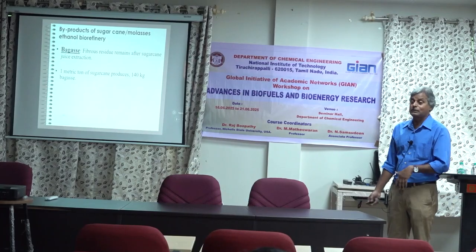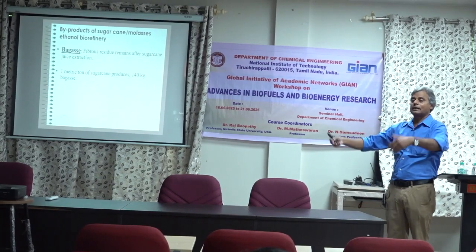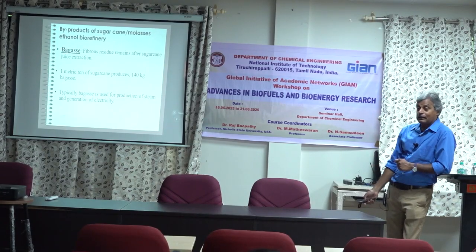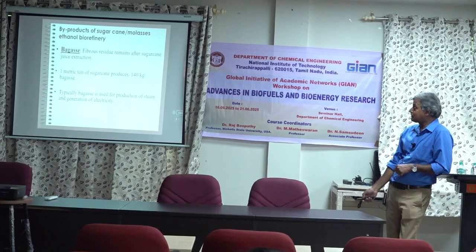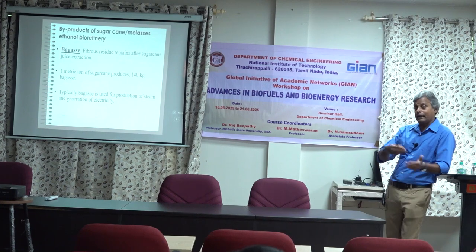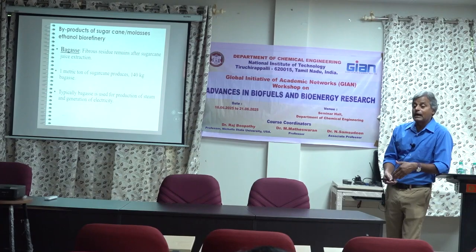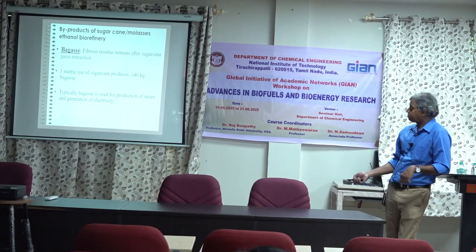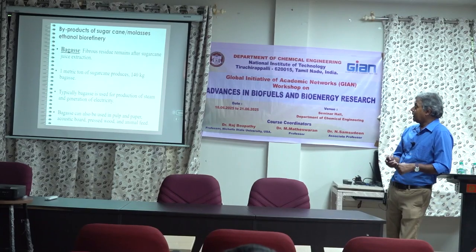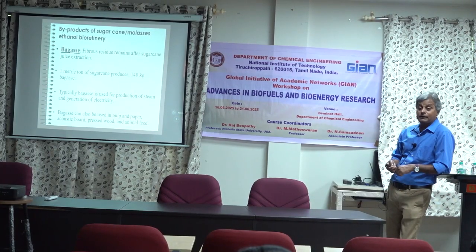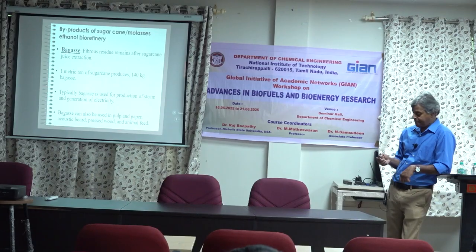In the US you'll see big mounds of this bagasse next to the factory. Okay, 1 metric ton of sugarcane can produce 140 kilograms of bagasse when you process it. Typically, bagasse is used for production of steam and generation of electricity. They use it back in the factory as a furnace fuel for heating purposes. Even with that, there is a lot of leftover bagasse. Bagasse can also be used to make paper, pulp, acoustic boards, ceiling tiles, pressed wood, and animal feed. So a lot of use for bagasse. Okay?